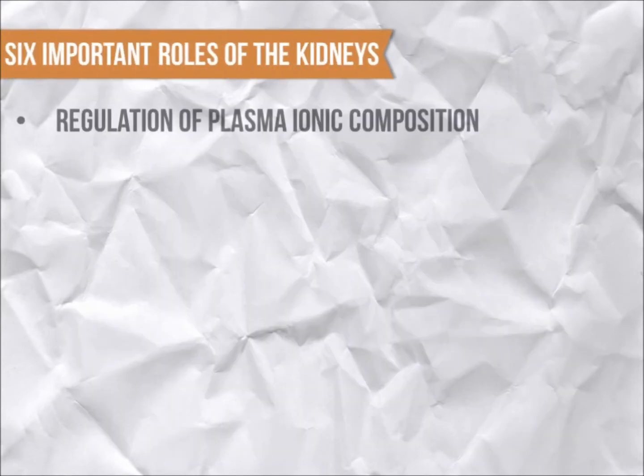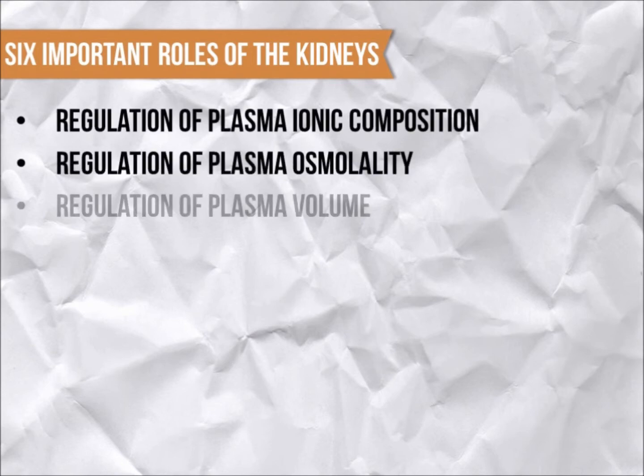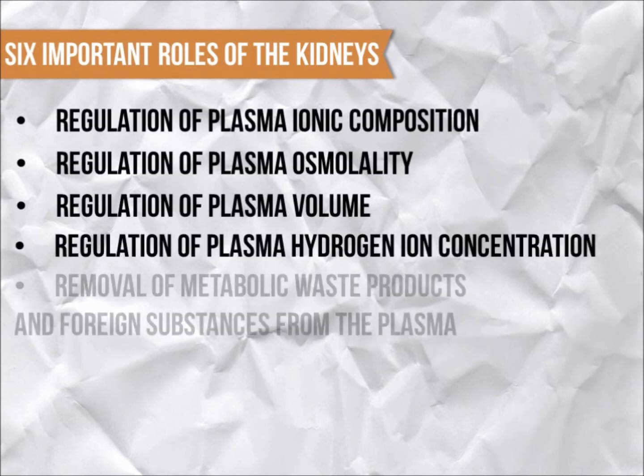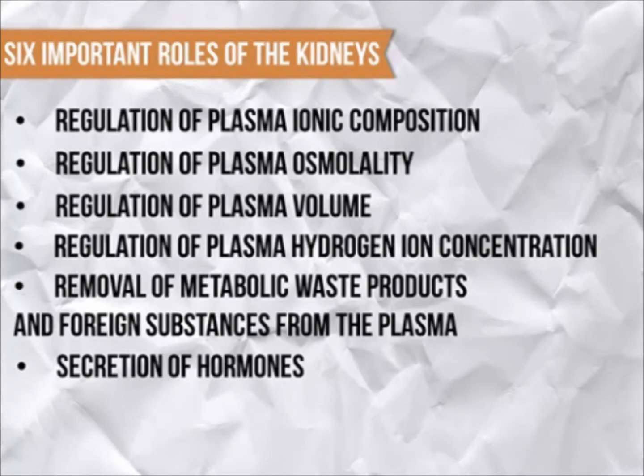Six important roles of the kidneys are regulation of plasma ionic composition. Ions such as sodium, potassium, calcium, magnesium, chloride, bicarbonate, and phosphate are regulated by the amount that the kidneys excrete. Regulation of plasma osmolarity. The kidneys regulate osmolarity because they have direct control over how many ions and how much water a person excretes. Regulation of plasma volume.